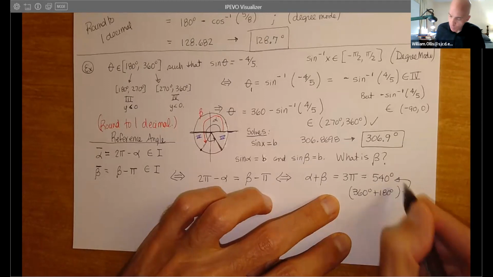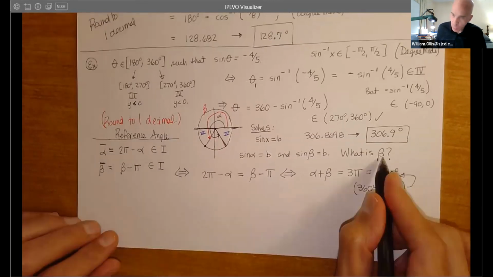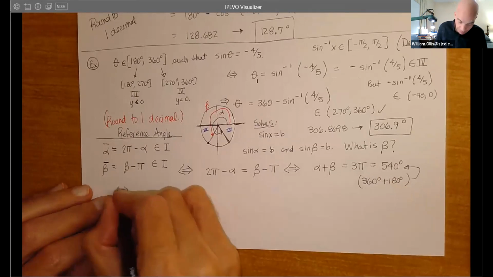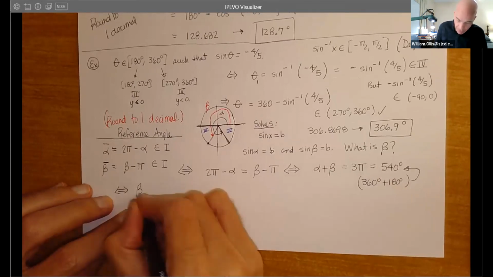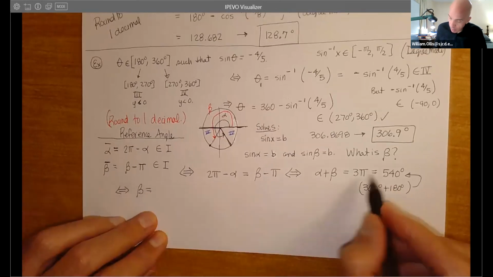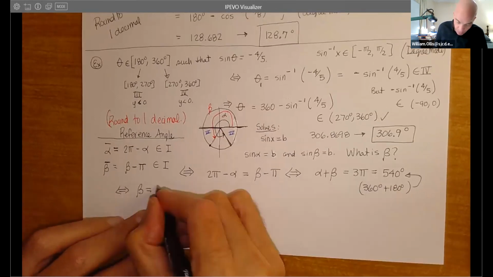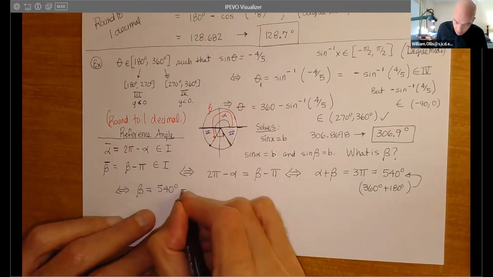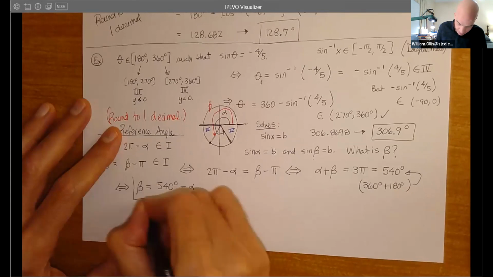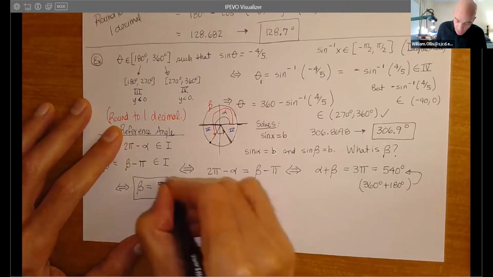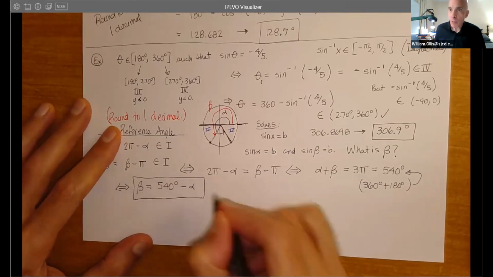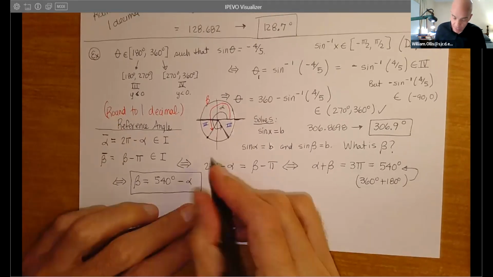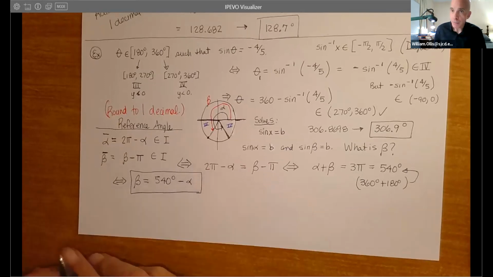And so now if we want to know what beta is, what's the second solution, if and only if beta equals what? 540 degrees minus alpha. So that gives the second solution that we were looking for in the third quadrant. This is our third quadrant solution.